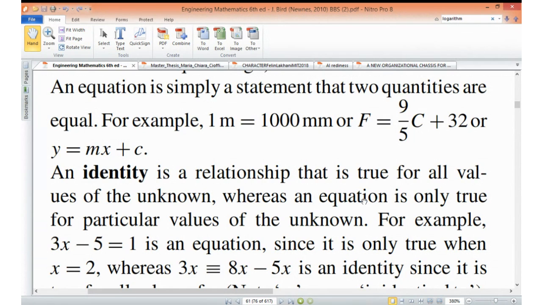So for example, 3x minus 5 is equal to 1 is an equation. And it is true when x is equal to 2, that is, if you plug in 2 here, you're able to get the answer that we are talking about, which is 1.